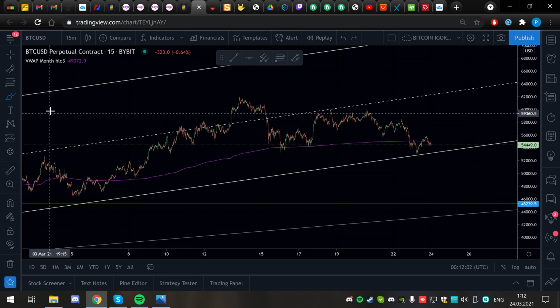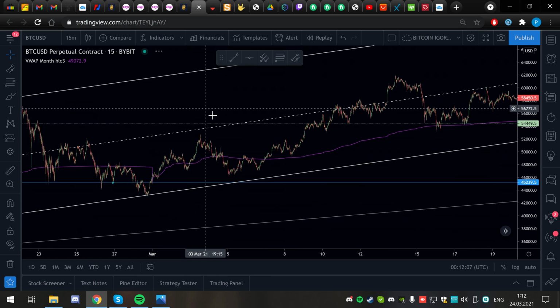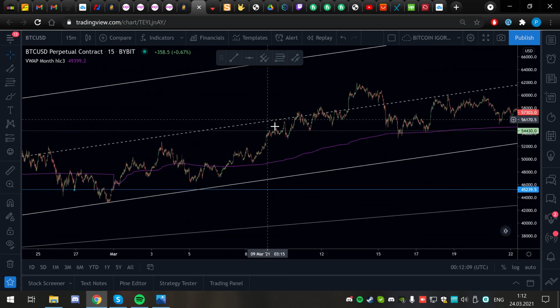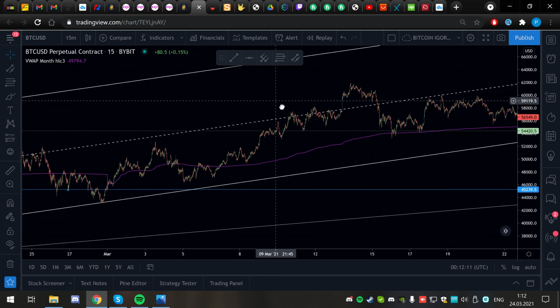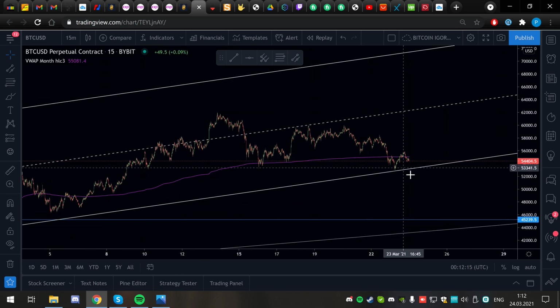We can see on this, yeah, sometimes it doesn't have to be true. You don't have to respect the midline so much, but yeah, the most important are the outside lines of the channel.